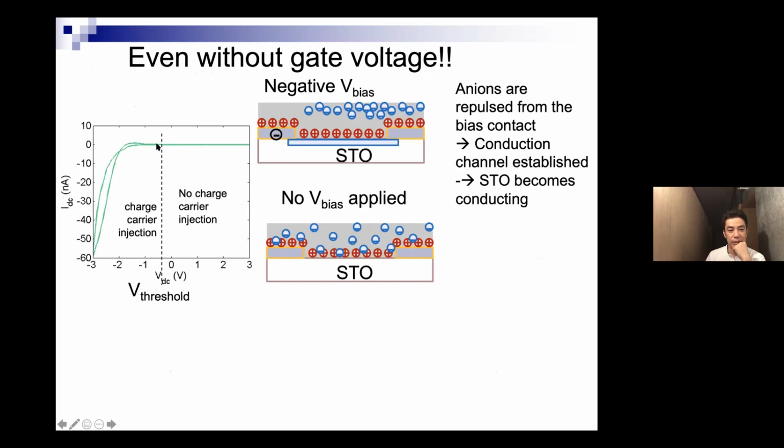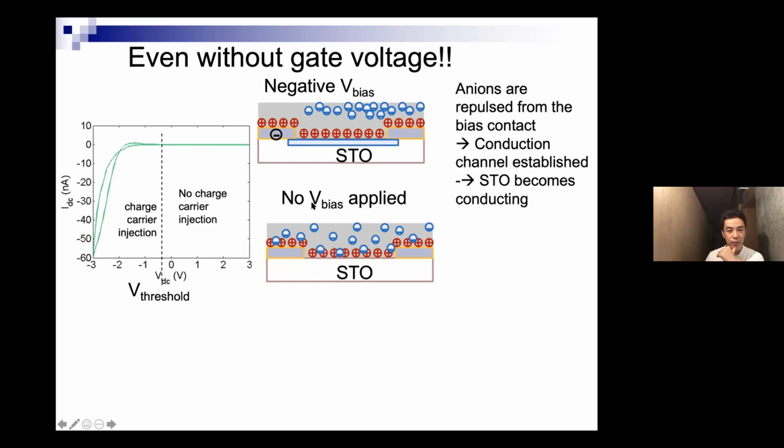So then the carrier is flowing. What we believe is like this: if we apply the negative voltage between the source and drain, for example on this side, then the anion is repulsed from the bias contact, and the conduction channel is established. So STO becomes conducting.